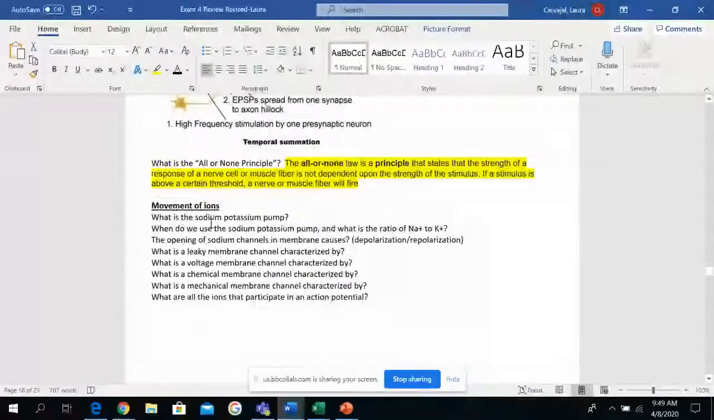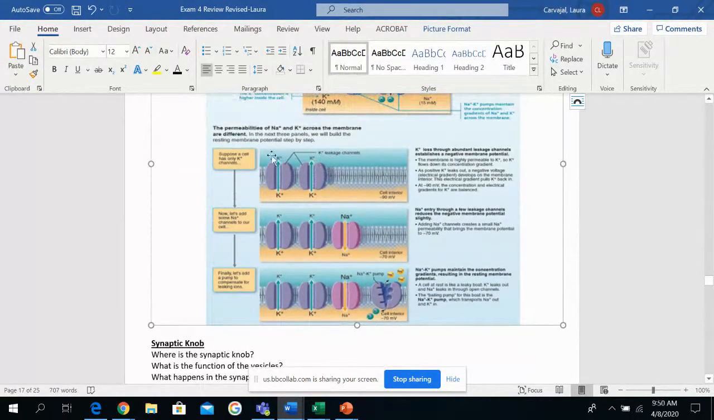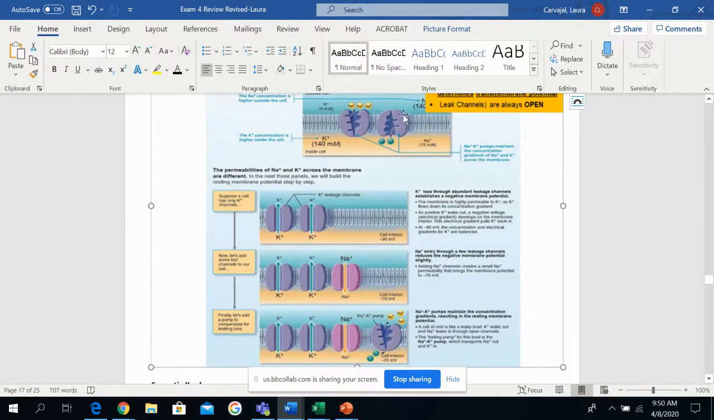The opening of the sodium channels in the membrane causes depolarization or repolarization? Back again to the interior of the cell, which is negative 70 millivolts. We have sodium, which are positive ions, on the outside, free floating, and then we have a lesser amount of potassium on the inside, creating a negative charge in the cell. So when sodium rushes in, it depolarizes the cell, or makes it more positive. It goes from negative 70 to possibly negative 50 if we want to get an action potential, or negative 60, but it essentially depolarizes it.